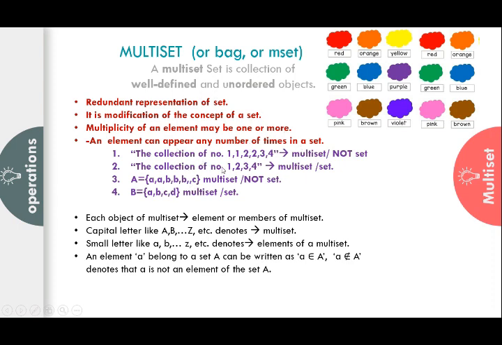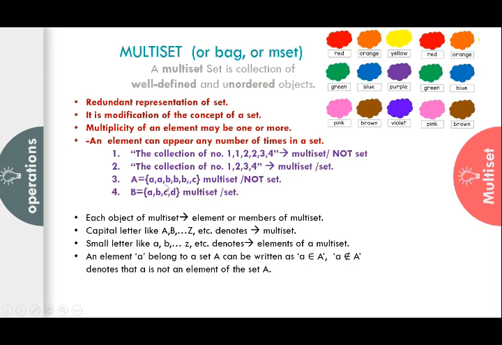The collection of numbers 1, 1, 2, 2, 3, 4 is a multiset because no matter how many times an element occurs, we will still take it into the multiset. So this appears twice, this twice, okay, this is a multiset. Now the collection of numbers 1, 2, 3, 4 is also a multiset, but this is also a set.